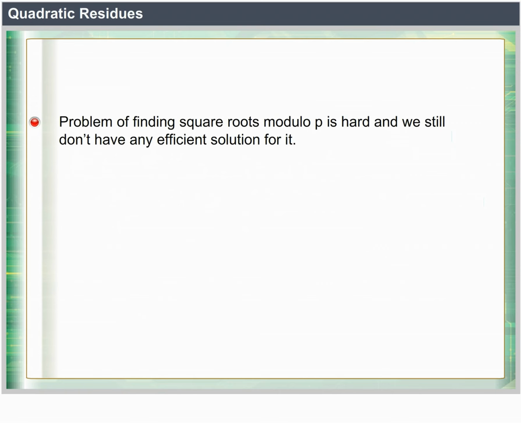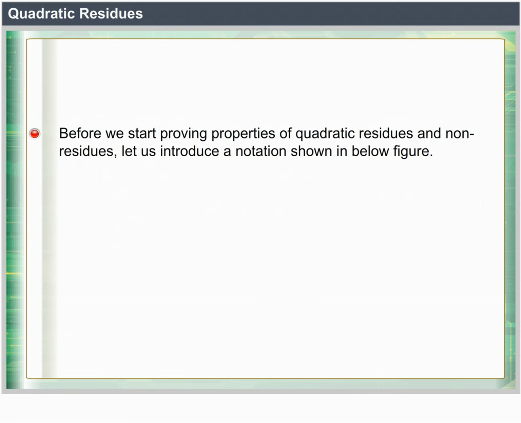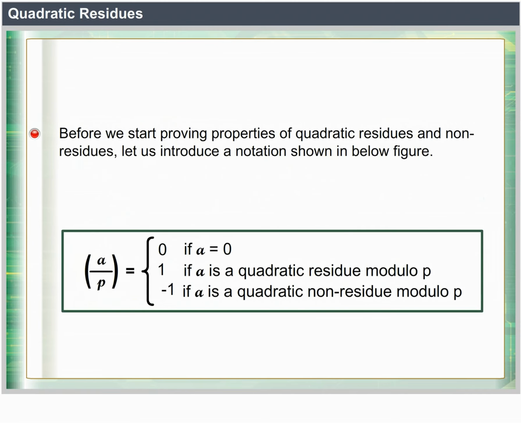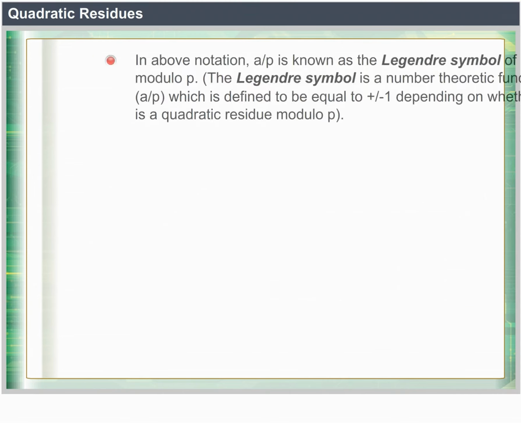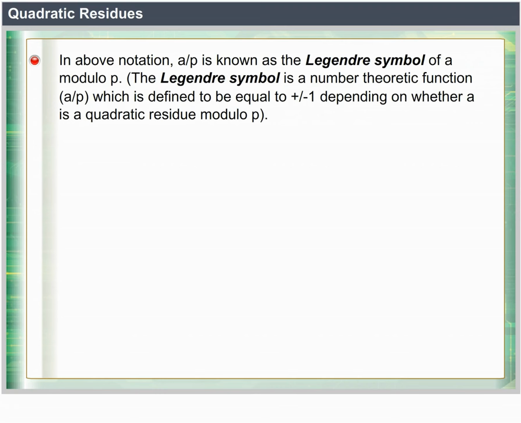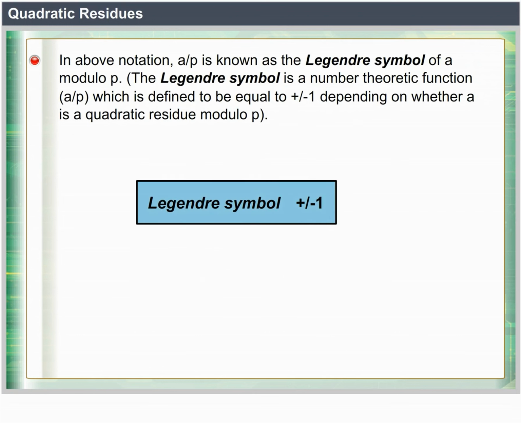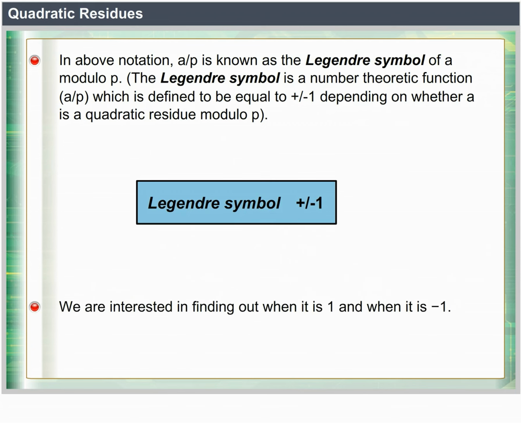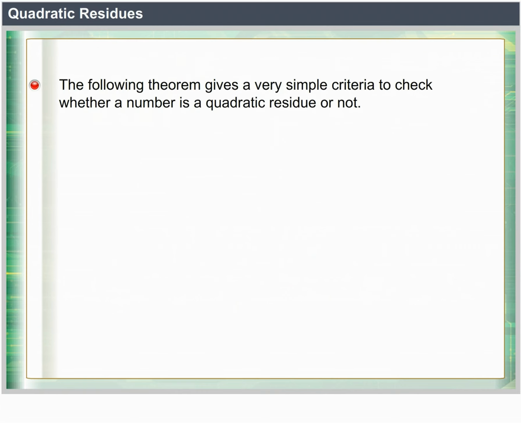Before we start proving properties of quadratic residues and non-residues, let us introduce a notation shown in the figure below. In the above notation, A by P is known as the Legendre symbol of A modulo P. The Legendre symbol is a number theoretic function, (A/P), which is defined to be equal to plus or minus 1, depending on whether A is a quadratic residue modulo P. We are interested in finding out when it is 1 and when it is minus 1. The following theorem gives a very simple criterion to check whether a number is a quadratic residue or not.